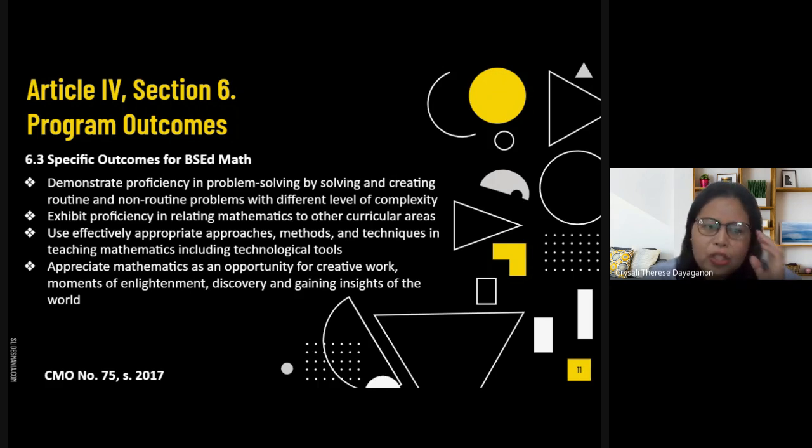And then exhibit proficiency in relating mathematics to other curricular areas and use effectively appropriate teaching methods and techniques in teaching mathematics, including the technological tools. Because right now there are a lot of software applications that we can actually use in our math classroom. And then we also have here appreciate mathematics as an opportunity for creative work, moments of enlightenment, discovery, and gaining insights of the world.